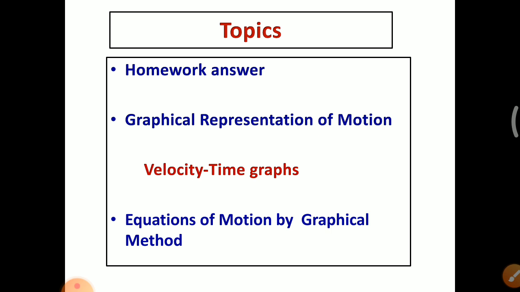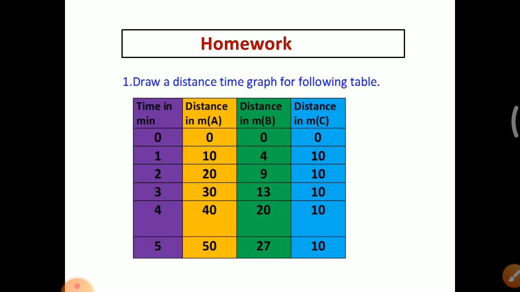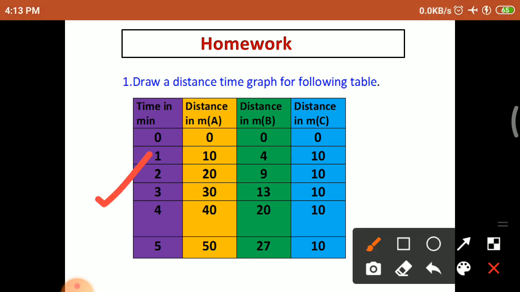The last class we discussed distance time graphs, so I gave some homework questions to you. First I will discuss the answer for that question. Then we will see today's topic. So this is a homework question. You have to draw a distance time graph for the following table. I gave time and also distance values for different objects A, B and C. You have to draw a distance time graph for object A, object B and object C.